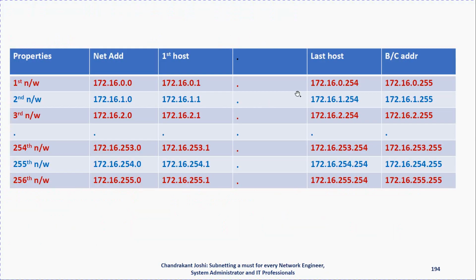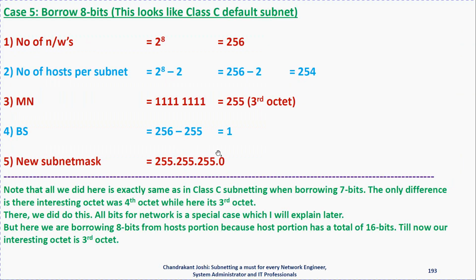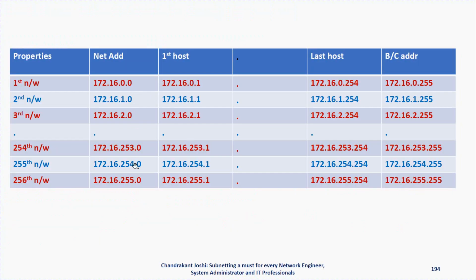Now 1.0 minus 1 will be 0.255. So this is the valid host range, valid host addresses. 0.1 through 0.254 would be 254 hosts. And this is the subnet mask for each of these particular subnets. So this is not that difficult.